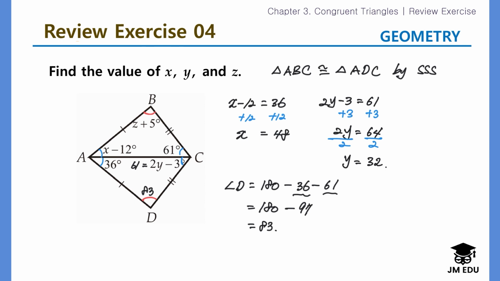So we can write the equation. Since these two angles are congruent, z plus 5 is equal to 83. So z is equal to, minus 5, minus 5 gives us z is equal to 78. So x is 48, y is equal to 32, z is equal to 78.